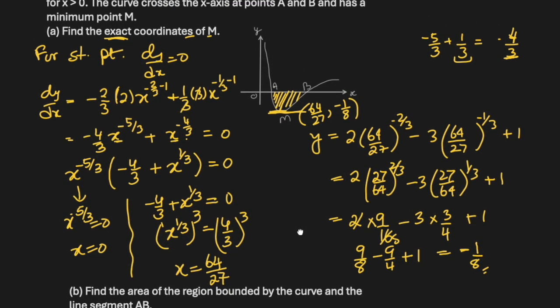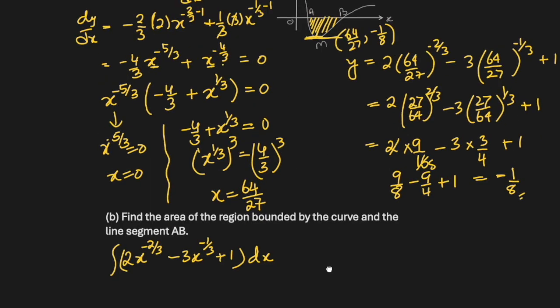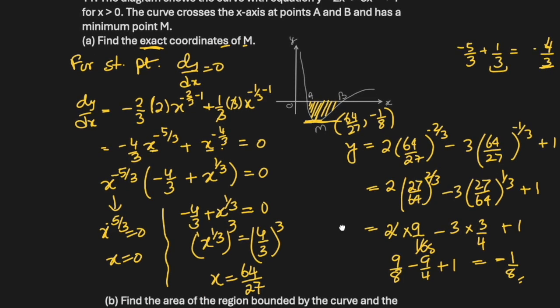So we'll integrate for area under that curve: the integral of 2x to the power minus 2/3 minus 3x to the power minus 1/3 plus 1 dx. From where to where? Do we know a and b? No, we don't know a and b. So we need to find a and b.